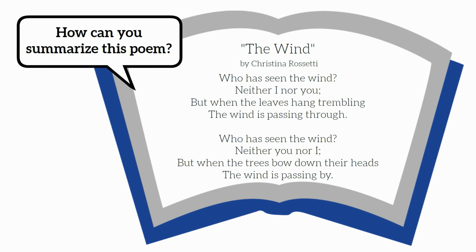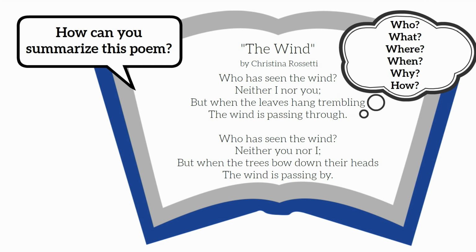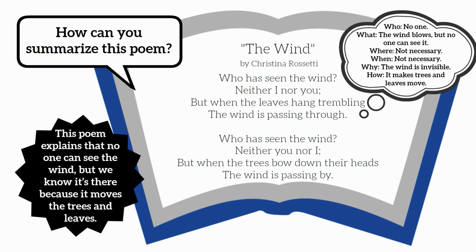How can you summarize this poem? Try filling in the 5 W's and H on your own. Now, use that information to create a quality summary of the poem. Your summary will probably be worded a little differently, but it should say something like, this poem explains that no one can see the wind, but we know it's there because it moves the trees and leaves. This summary includes enough information for your teacher to know that the poem you chose fits the assignment.